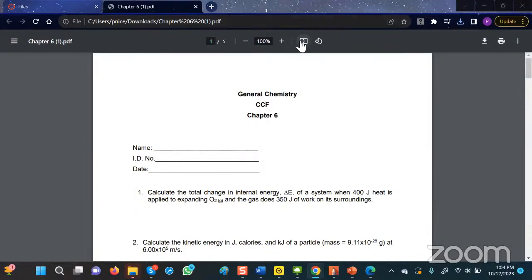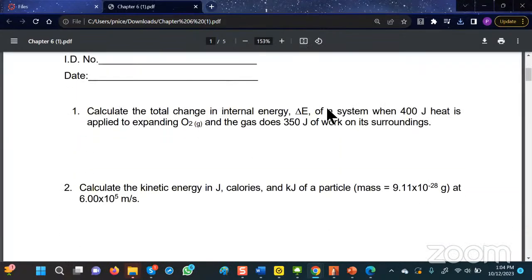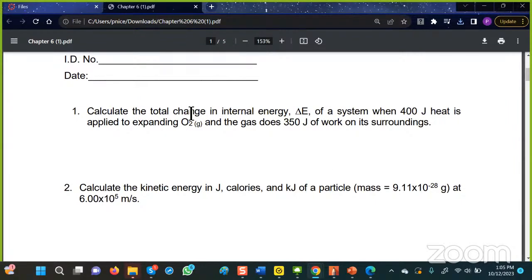Again, it's very important that you read the question carefully so that you know what signs to apply. The question says, calculate the total change in internal energy. Now here they use delta E, delta U is the same thing, so don't be confused about that. Of a system when 400 joules of heat is applied to expanding oxygen and the gas does 350 joules of energy.